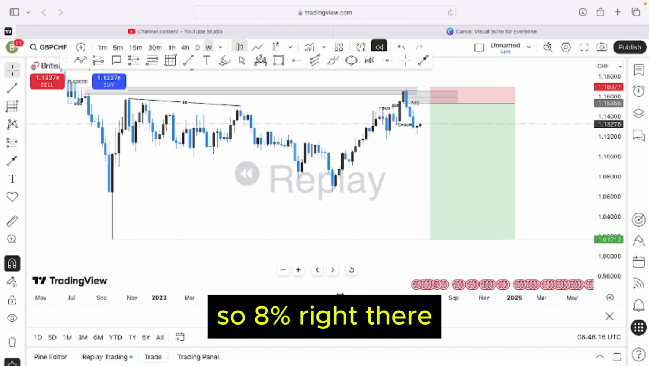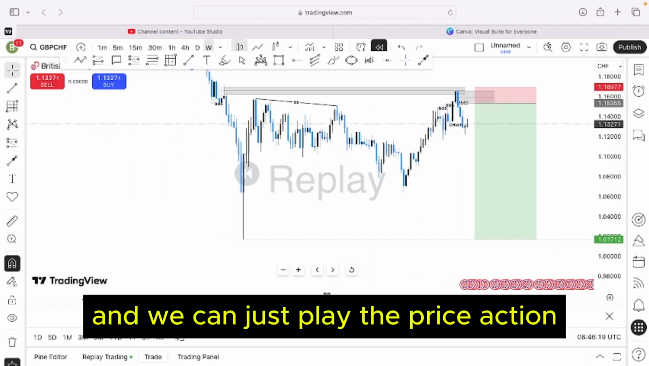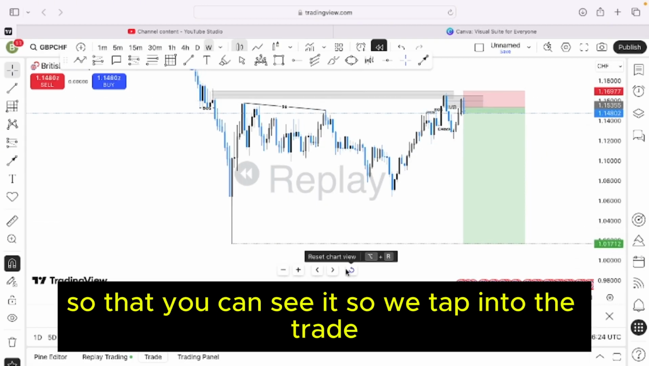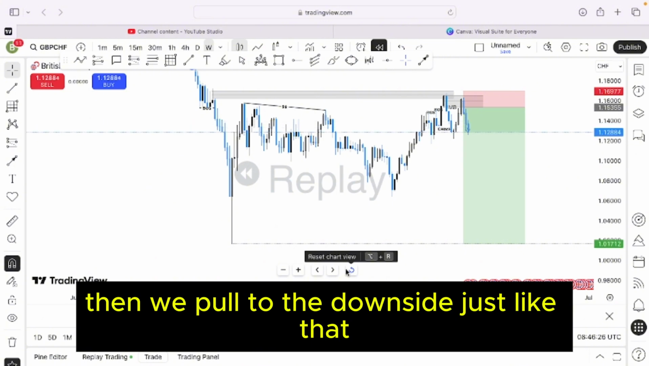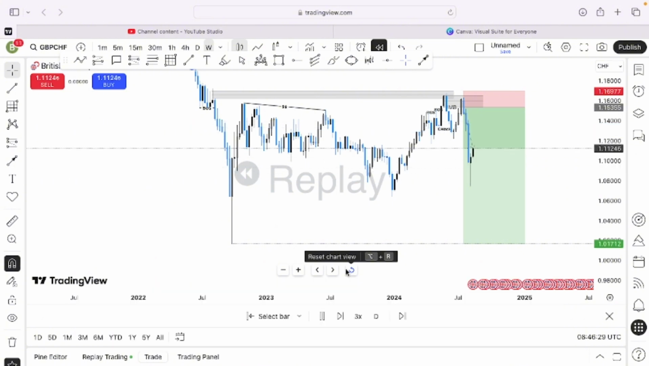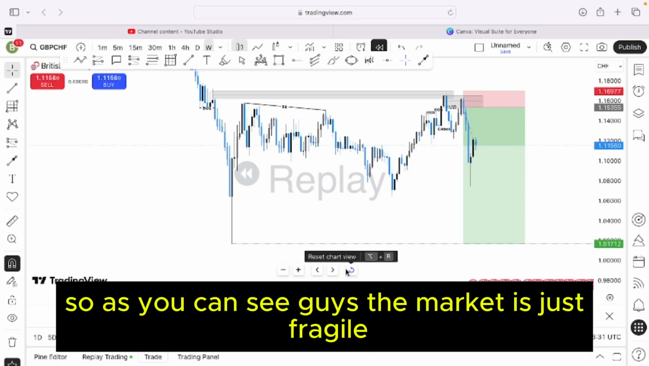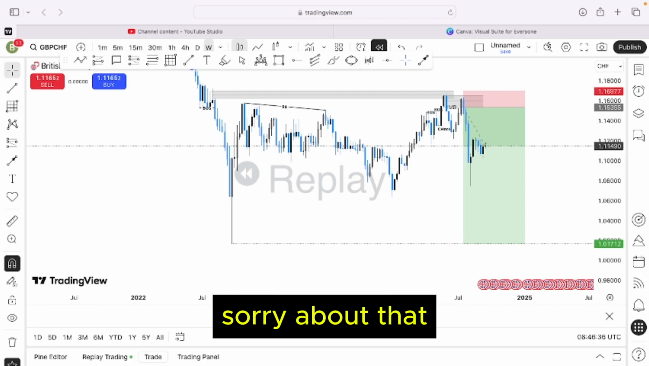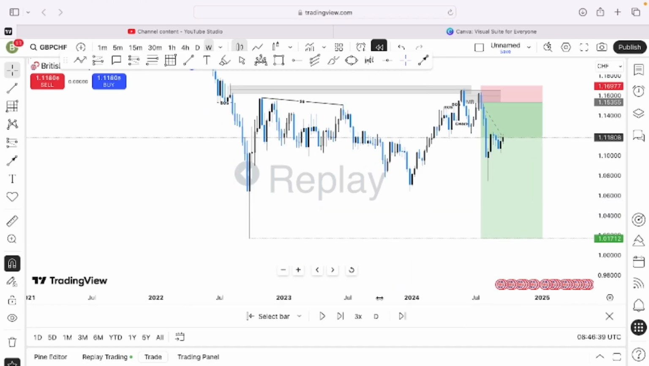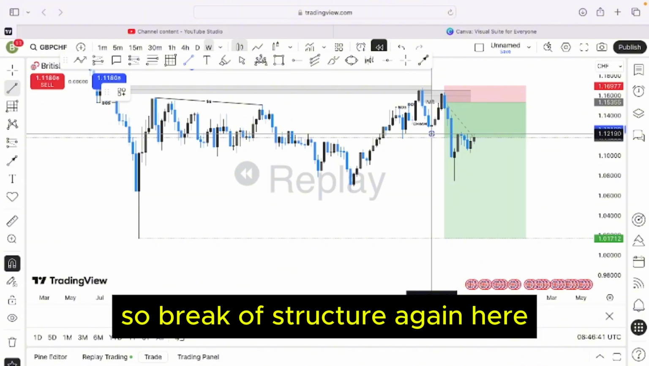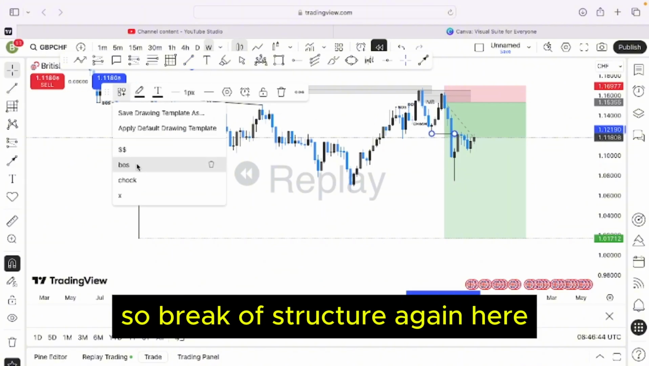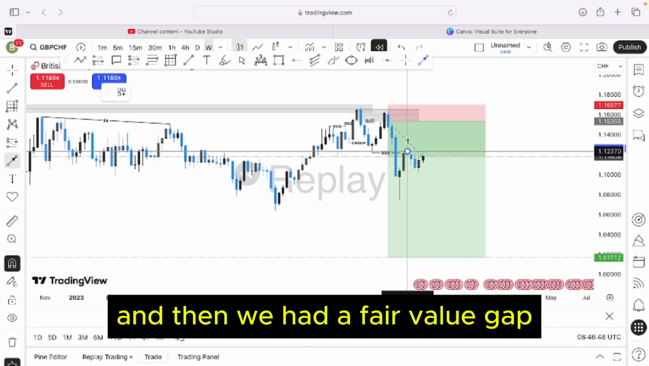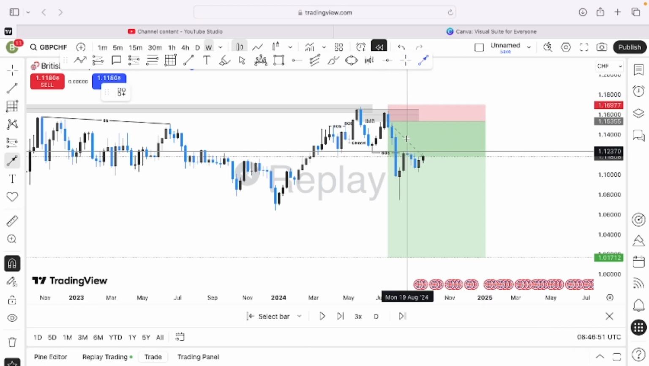So 8% right there, and we can just play the price action so that you can see it. So we tap into the trade, then we pull to the downside, just like that. As you can see, guys, the market is just fractal, and then we had another break around here. Sorry about that. Let me just show you, guys. So break of structure again here, and then we had a fair value gap around here.